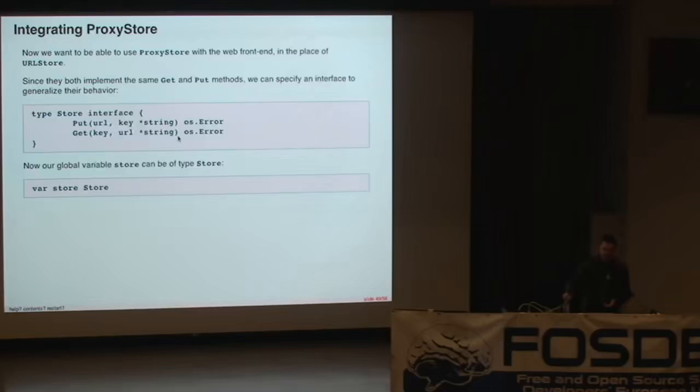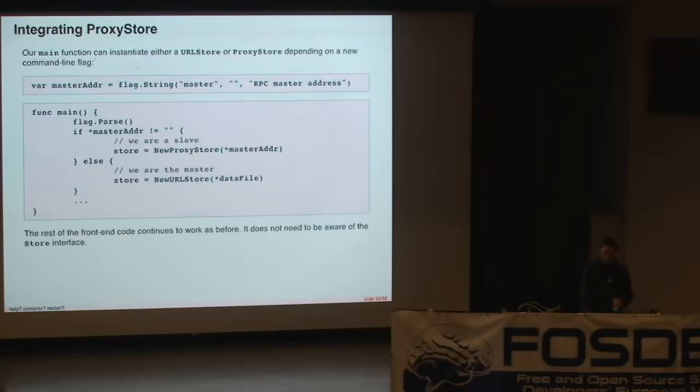So now we want to integrate proxy store with the web front end. We want our slaves to serve our web interface and for it to pass all its requests through the proxy store instead of the URL store. Because they both share the same methods, get and put, we can define an interface type called Store, which includes the put and get methods. And our global variable store can be of type Store.